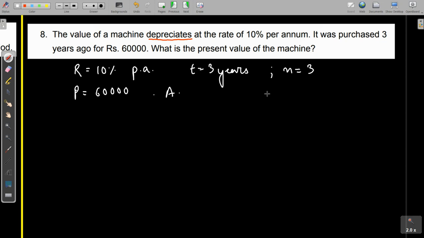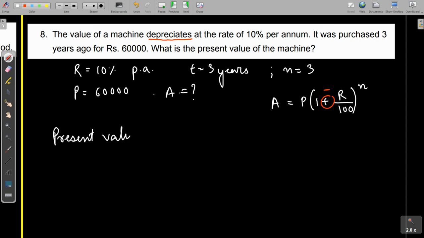Now, whenever there's depreciation, the formula becomes a little different. For depreciation, or when the compound interest is deducted, so basically the interest is in deductions, the formula becomes this. Okay, let's write down the formula that we know. It's P plus, this is the formula that we know, right? But when it's talking about depreciation, this plus becomes a minus. That's it. So we'll have the amount opposite. The value of the machine depreciates. What is the present value?